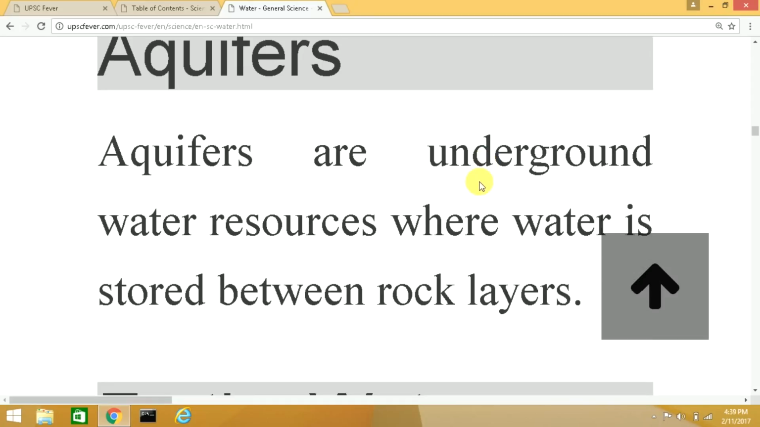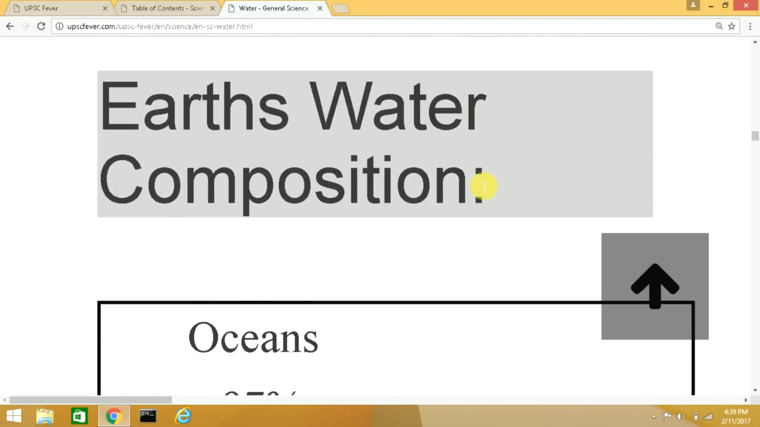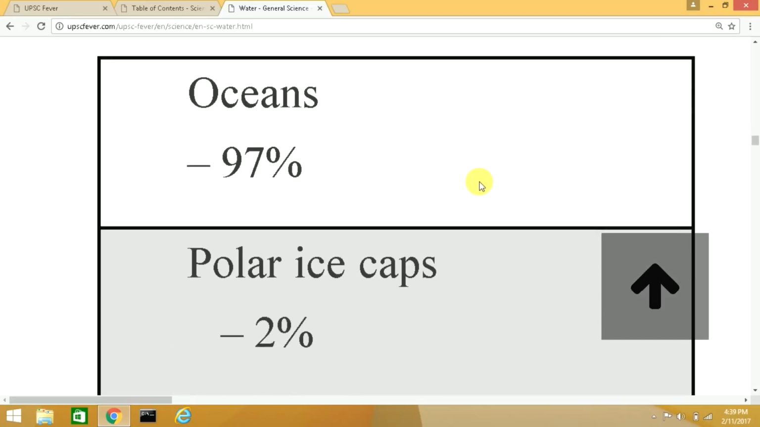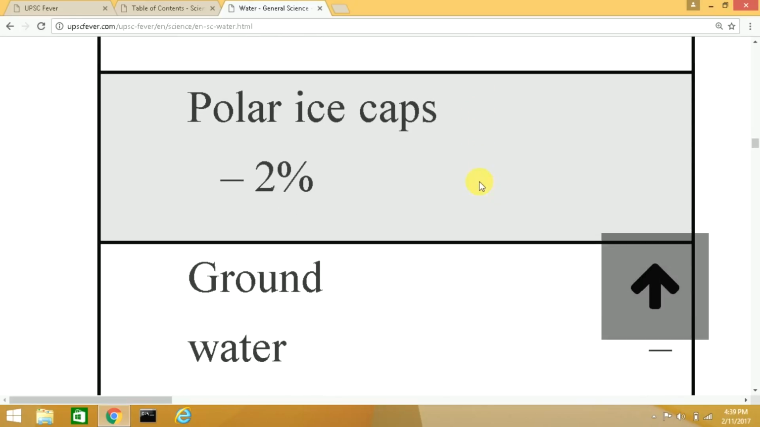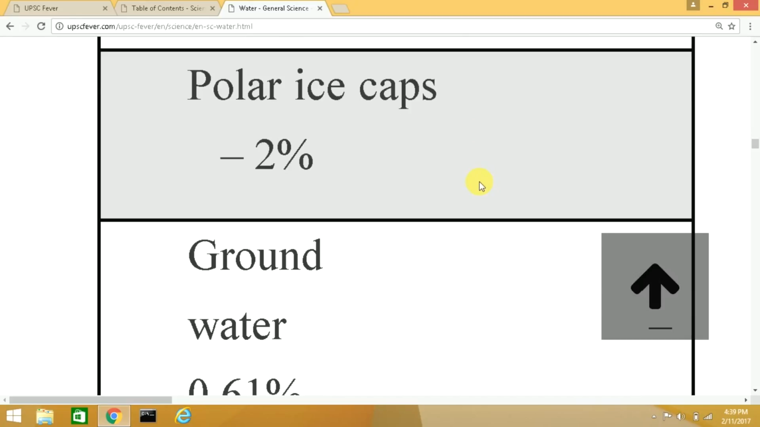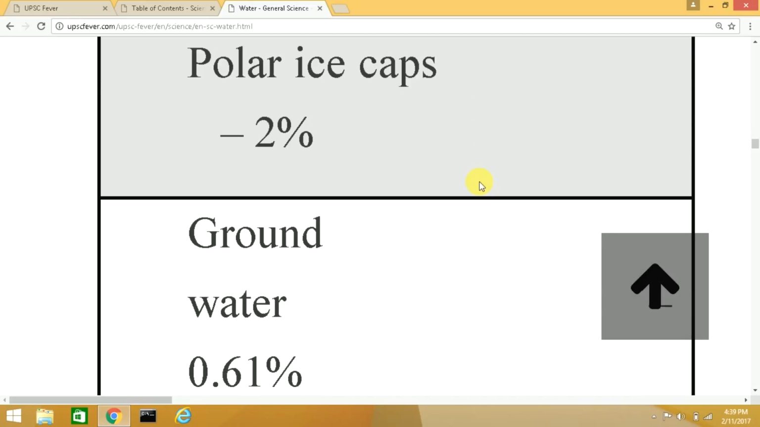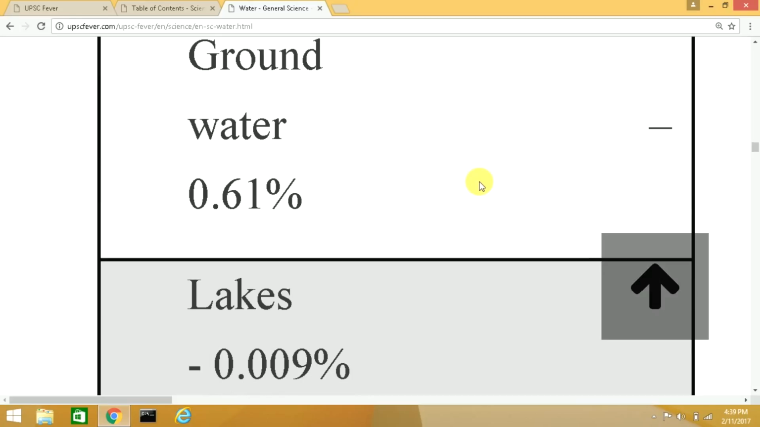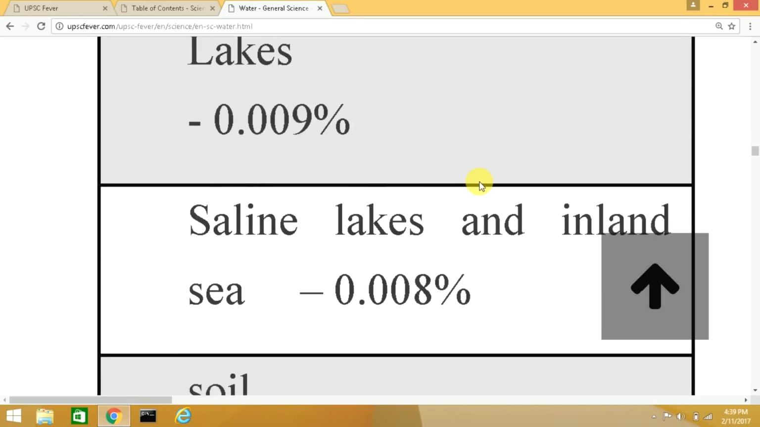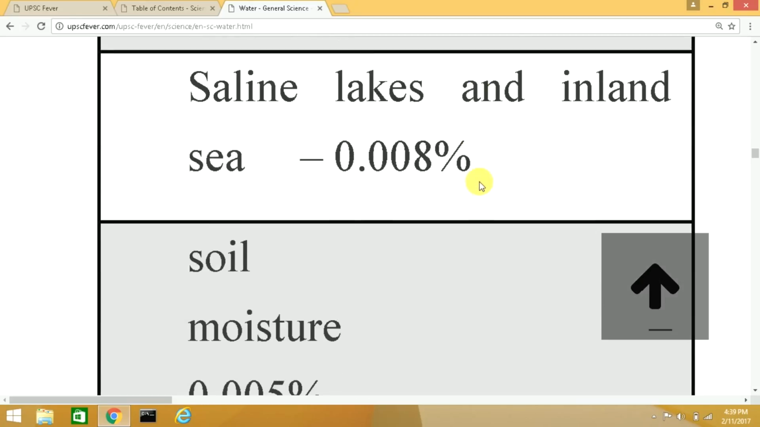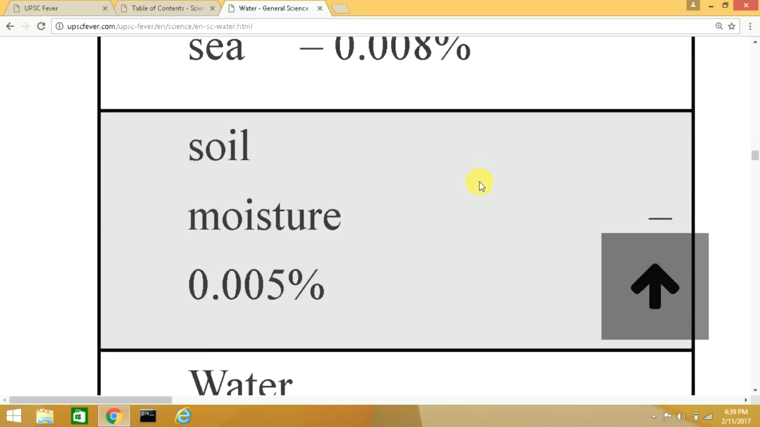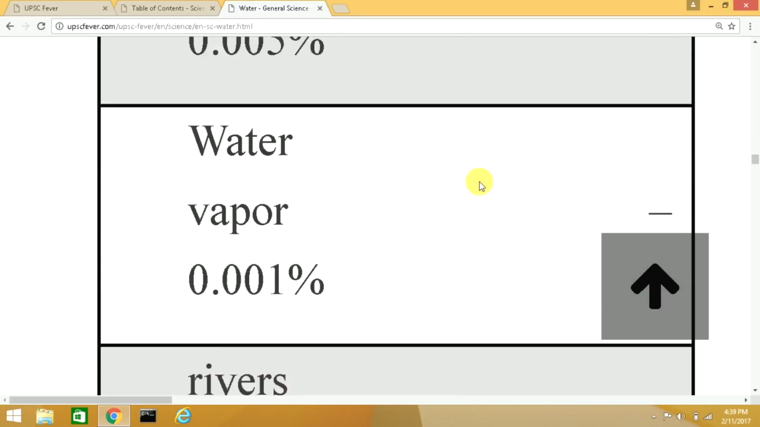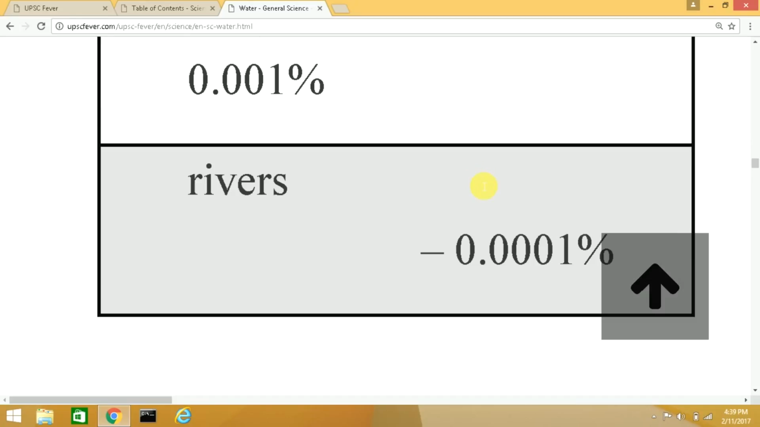Then there is a tabular chart of the water composition of this planet. As you can see here, 97% of the water is unusable for drinking purposes as it is salty. Only 2% of the water is fresh water and locked in the polar ice caps. Some other freshwater sources are groundwater, lakes, and inland and saline seas, soil moisture, water vapor, and finally rivers.